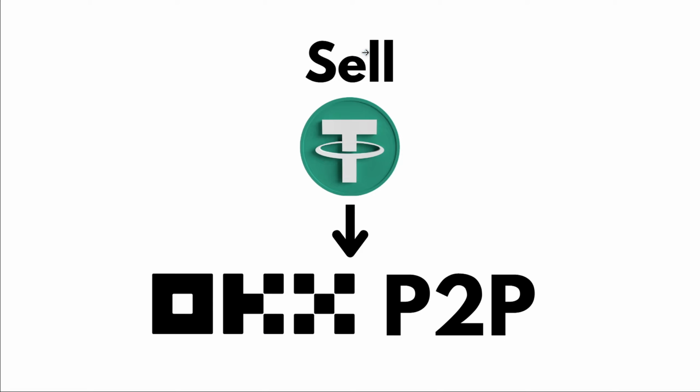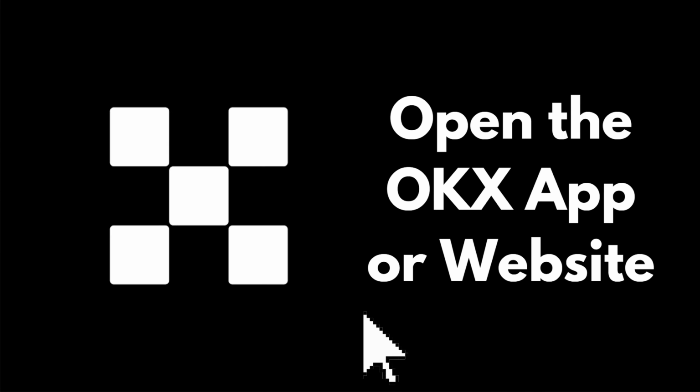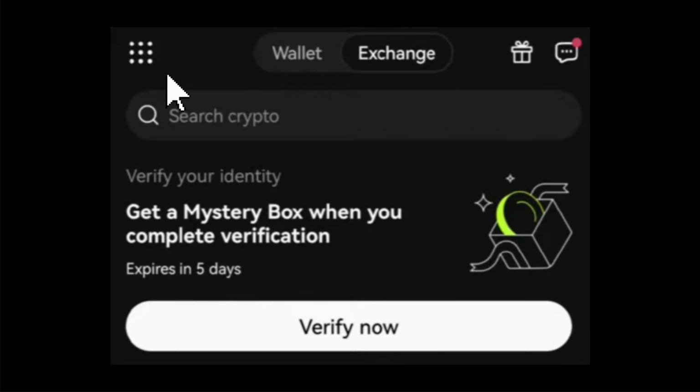So for today, I'm going to teach you how to sell USDT on OKX by P2P or peer-to-peer. So first, you need to open your OKX application on your mobile device, but if you don't have it, just simply visit their website. And after visiting their website, just enter your credentials to be able to access your account.